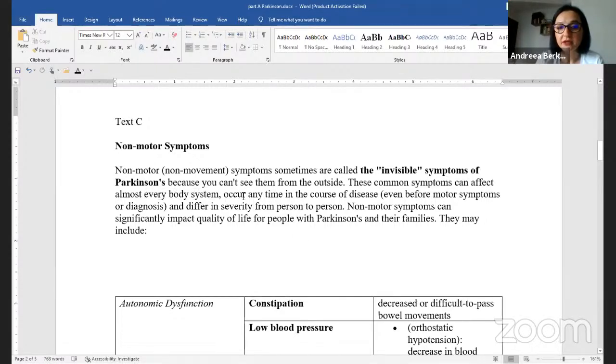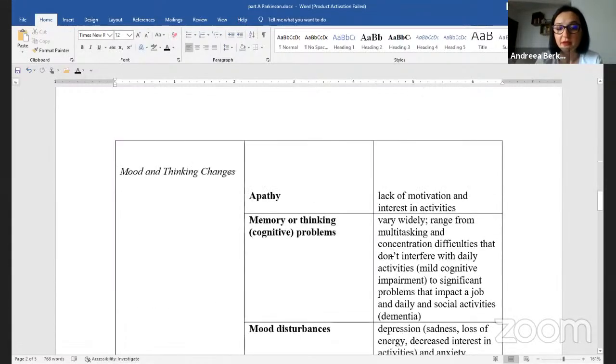We have any time in the course of the disease, which would be a paraphrase of the question. The question was every phase of the disease. And we also have that it differs in severity from person to person, which is a paraphrase from the question, which was different between individuals. So this is text C. The answer to your question will be C. So you have to write down on your answer sheet the letter C. Let's go to the second question.